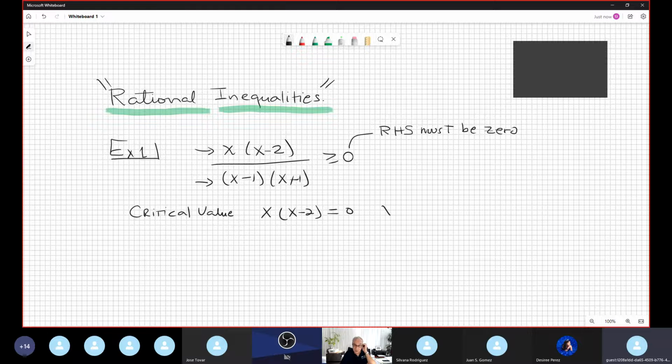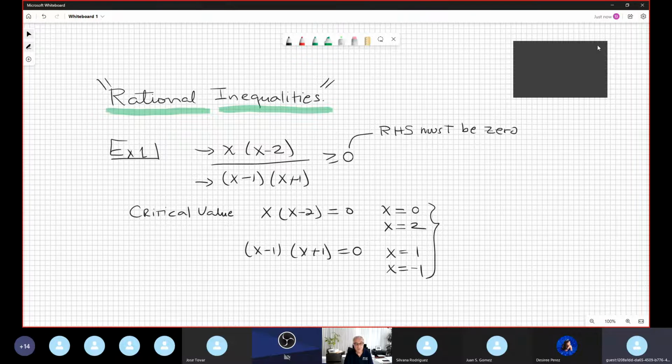So the solution is obviously 2, 0 and 2. And exactly the same we are doing with the polynomial in the bottom. And the solution is 1 and negative 1. Wow, we have 4 critical values. Okay, no problem. I understand.